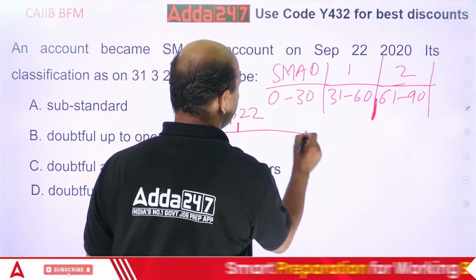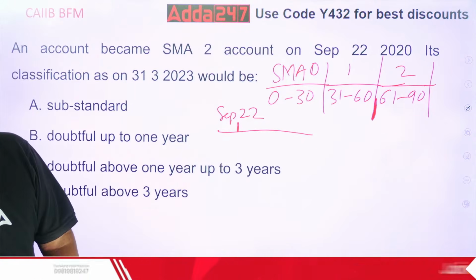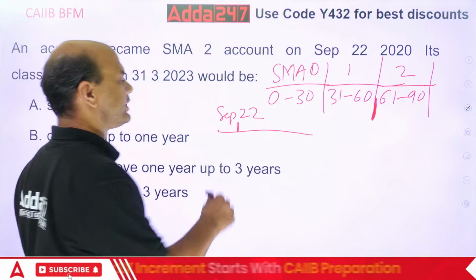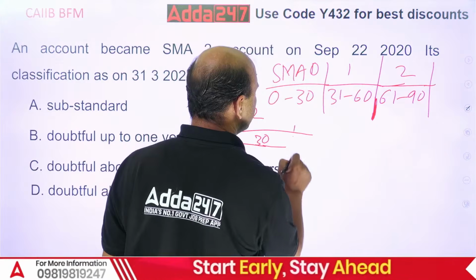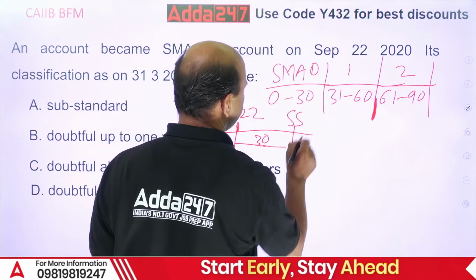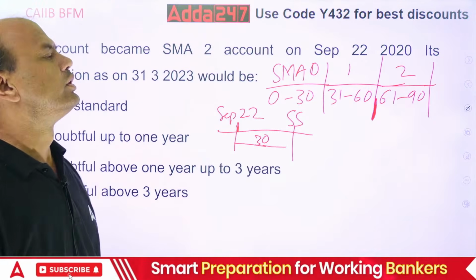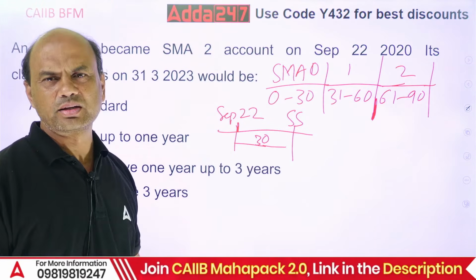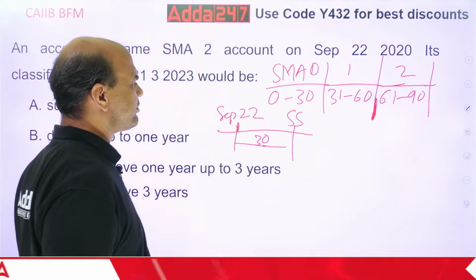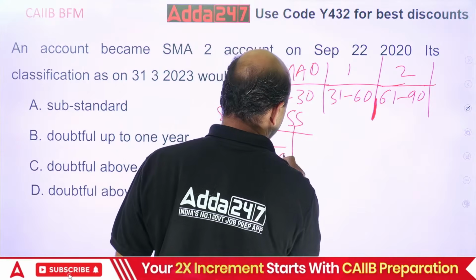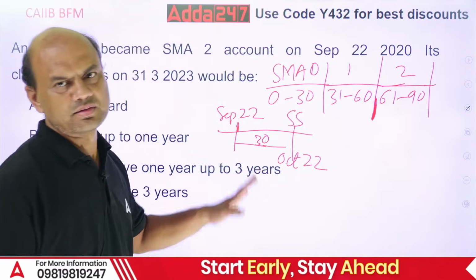From September 22, what will happen next? After 30 days, this loan will become substandard. So what will be the date at that time? September 22. September is 30 days, now 1 month. So let's take it round, okay? September 22, so October 22. On October 22, it will become substandard.